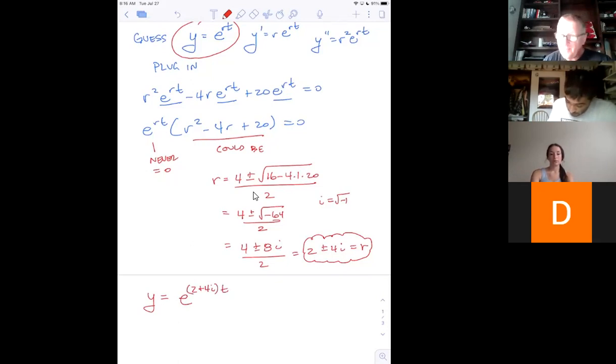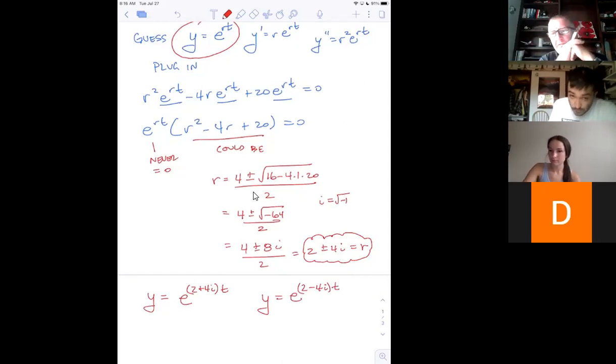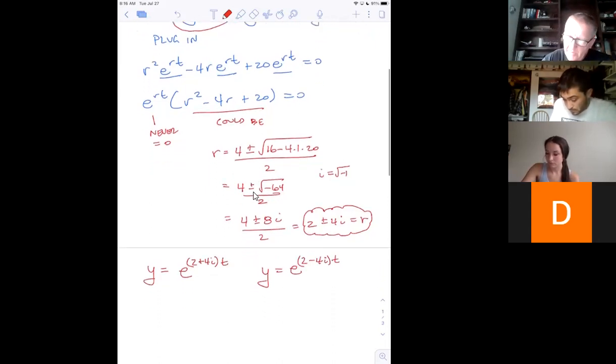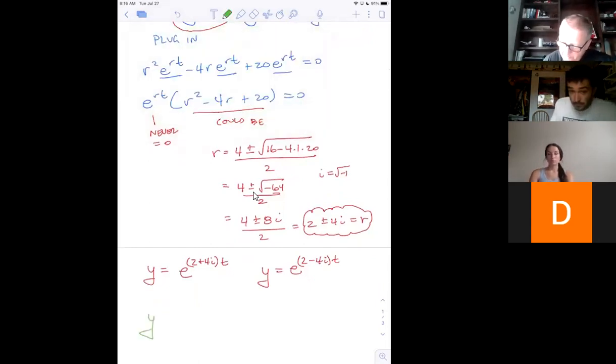But then we also said the other answer to this would be if it was a negative sign, right? We said y could also be equal to e to the 2 minus 4i, and that's all multiplied by t. Isn't that what we said yesterday? Is it any different? No, so 2 answers. But then we went on to say that, amazingly, you could even add a constant to each one of those.